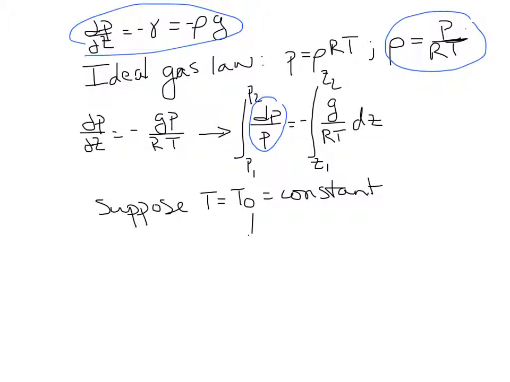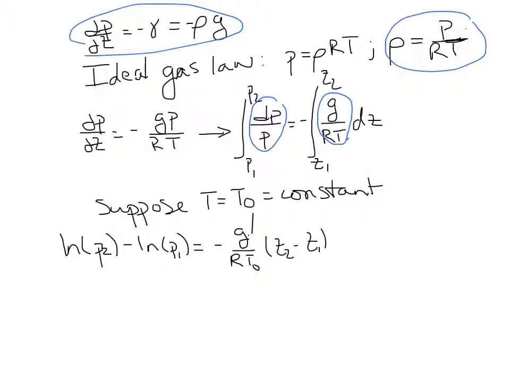The pressure then integrates to the natural log, so we integrate to get natural log of P2 minus the natural log of P1 is equal to, and the right-hand side now, the integrand in this case, with T being a constant, is a constant. The whole integrand is a constant. So we can write this as minus g over R T0 times z2 minus z1. Well, the difference between two natural logs can be written as the natural log of the ratio. So I can write this as natural log of P2 over P1 is equal to minus g over R T0 times the change in elevation.